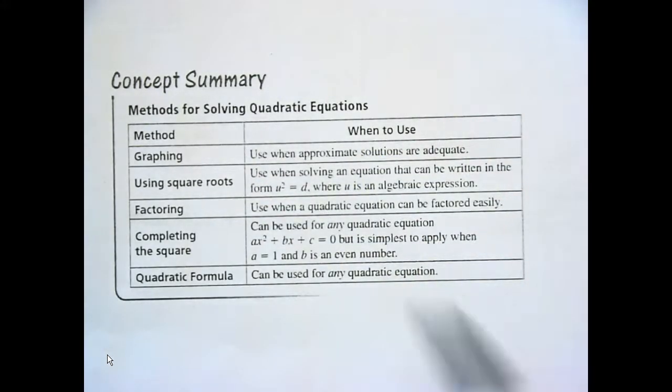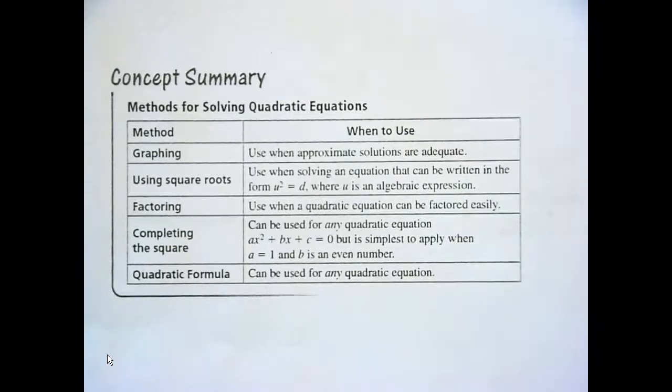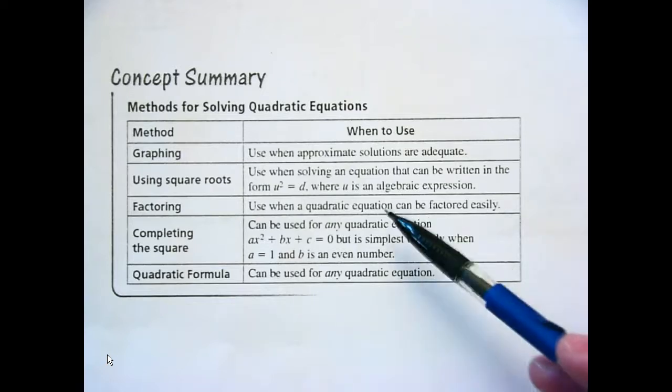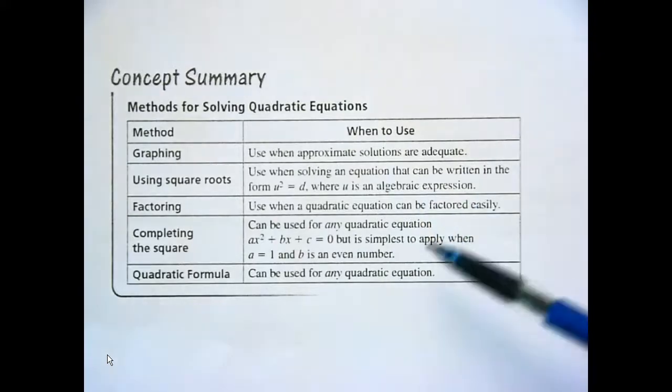The good thing about the quadratic formula is it can be used for any quadratic equation. Whereas factoring, it has to be an equation that you can factor. And completing the square or using square roots, you don't want to have a b term. But the quadratic formula you can use for any of them.